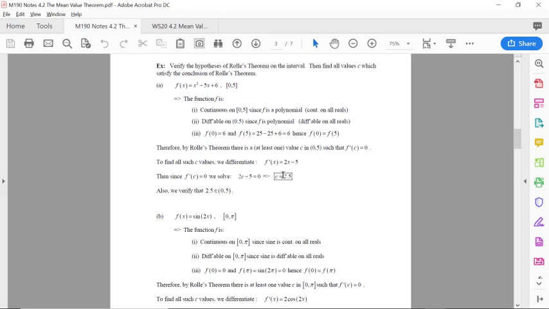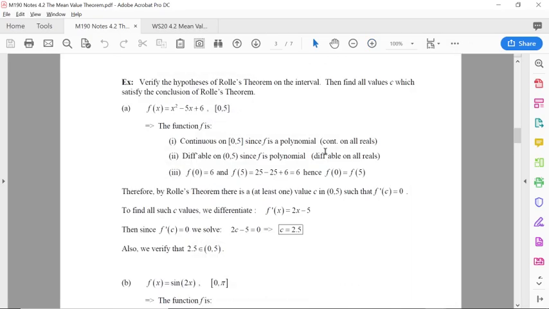Remember, this must be a value of c where the derivative is equal to 0. Right, the derivative is equal to 0, and we're only verifying differentiability on the open interval from 0 to 5, not the closed interval. So if one of our values from the derivative was either 0 or 5, for instance, we also would not include that because we're not verifying the derivative of this at the endpoints.